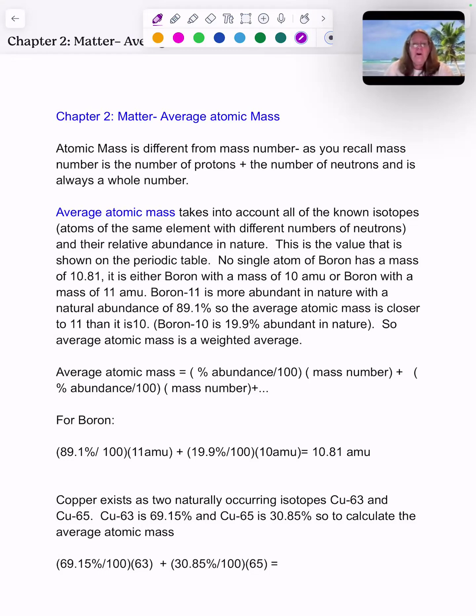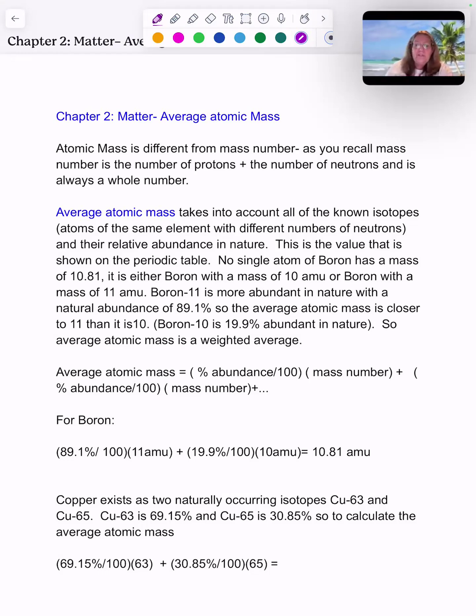Since boron has two isotopes, boron 11 and boron 10, we would take 89.1% divided by 100 times 11 plus 19.9% divided by 100 times 10. We add those two values up and we get 10.81 AMU for atomic mass units.